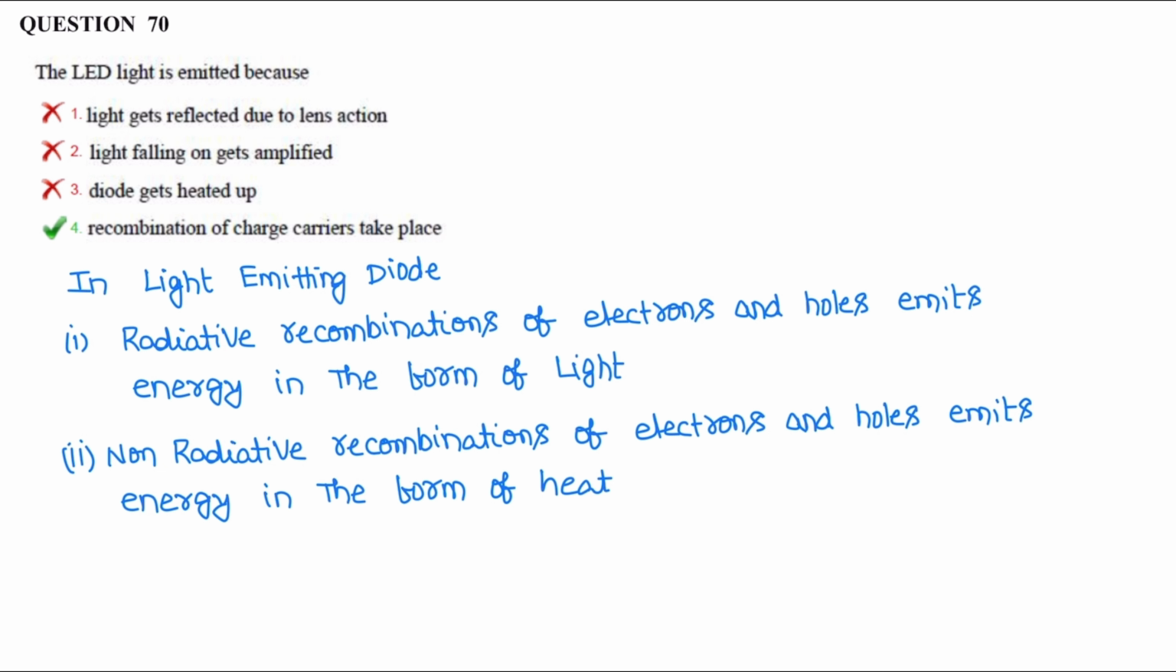Question number 70. The light emitting diode, the LED light is emitted because of. In a light emitting diode, radiative recombinations of electrons and holes emit energy in the form of light, whereas non-radiative recombinations of electrons and holes emit energy in the form of heat. So recombination of charge carriers takes place. Because of recombinations of charge carriers, light gets emitted from the LED. Those recombinations are radiative type recombinations. For non-radiative type recombinations, heat is released.